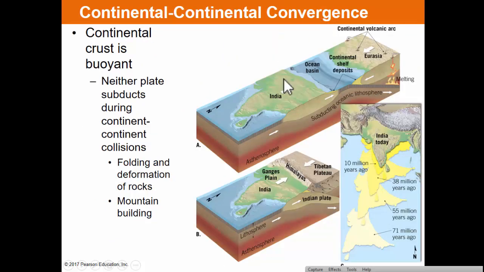And here's that continental-continental convergence. First, the Indo-Australian plate was moving toward the Eurasian plate, and there was an ocean in between them. The oceanic lithosphere subducted underneath the continental lithosphere, but once that continental crust showed up, the two just jammed into each other. And literally, India and the Tibetan Plateau are still colliding. It's still going on right now.